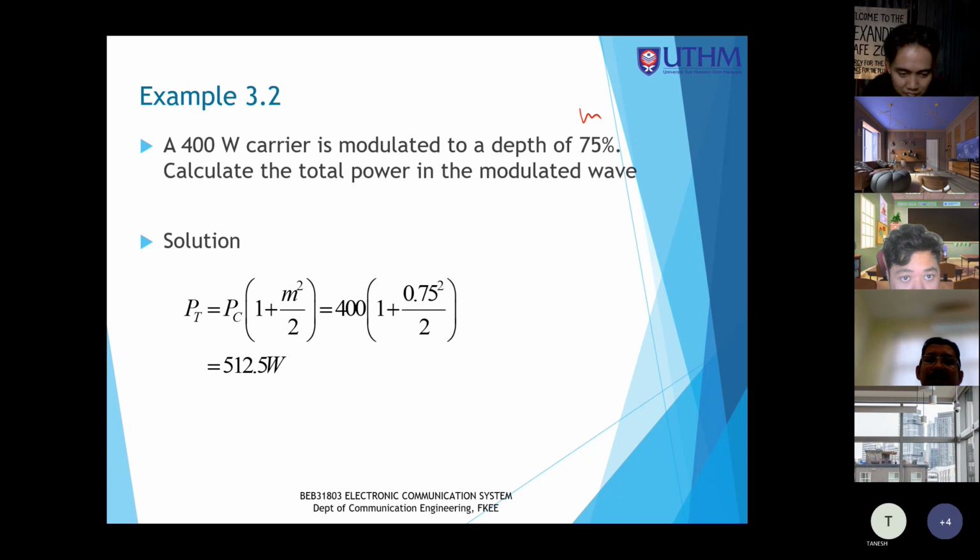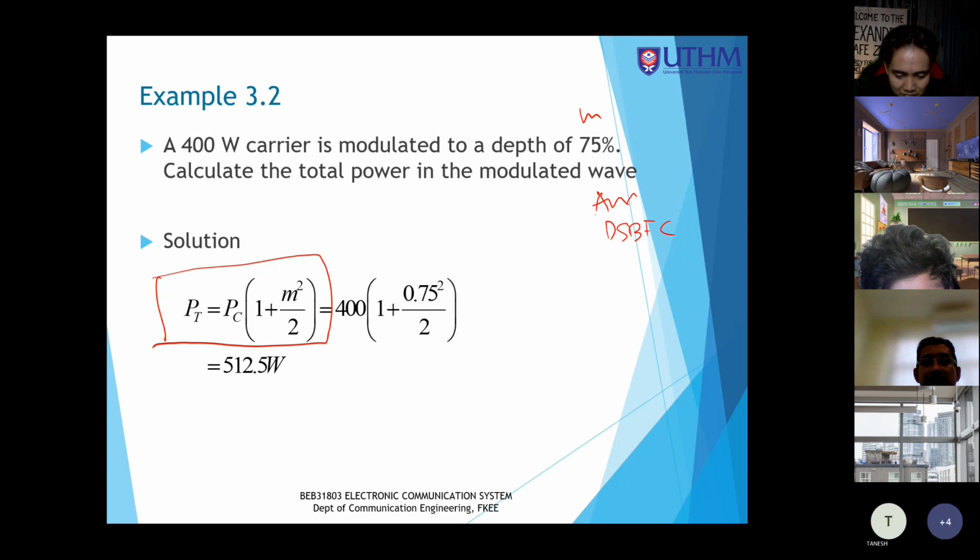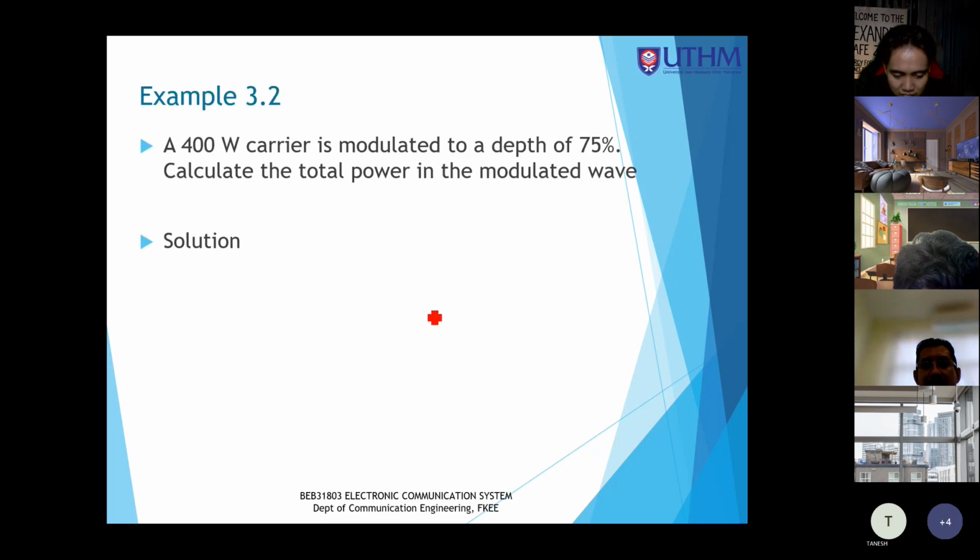So ini merujuk kepada, since we are in the topic of AM ataupun double sideband full carrier. Okay. So dalam double sideband full carrier barulah kita boleh gunakan equation ini. Okay. So kita boleh mencari total power berdasarkan PC, telah diberi carrier sebab diberikan carrier. This is PC. This is M. Okay, so kita diberikan M sama dengan 0.75.